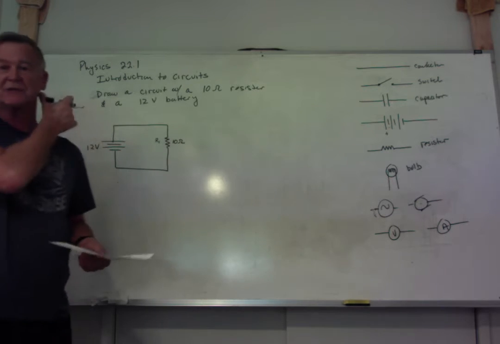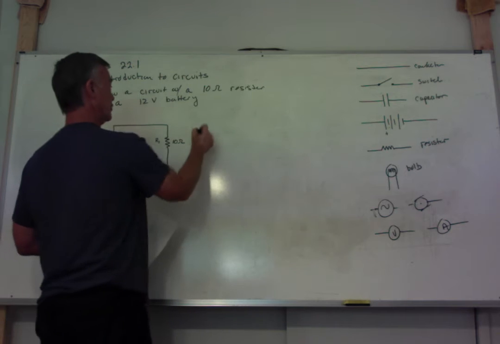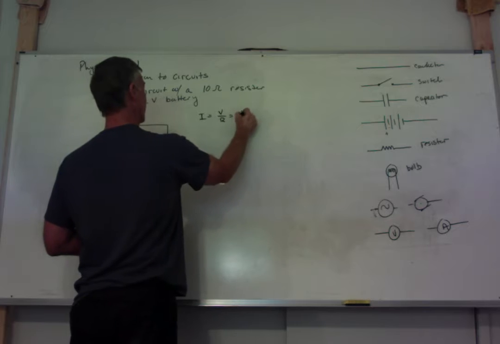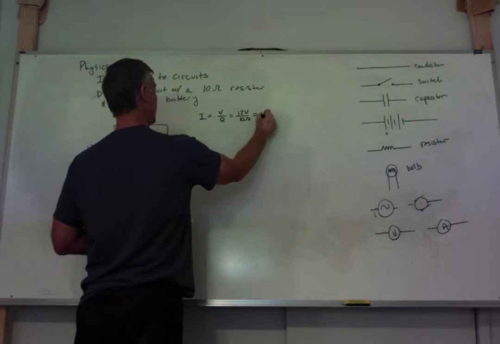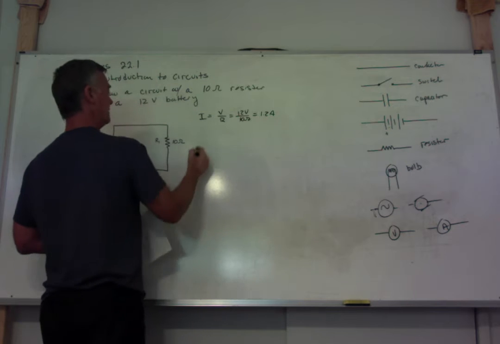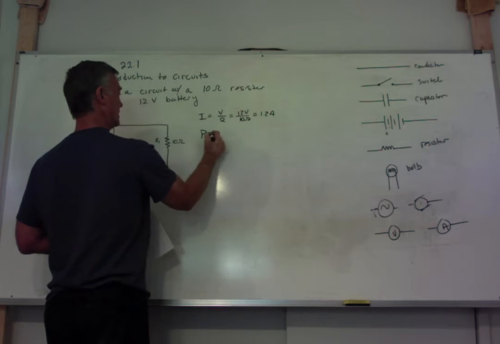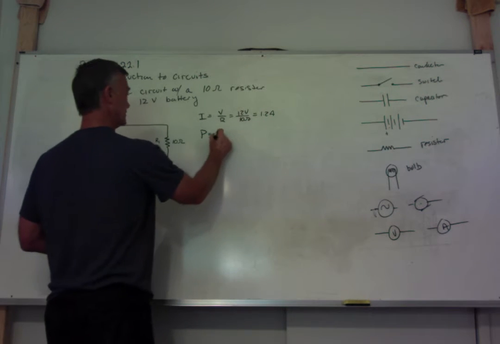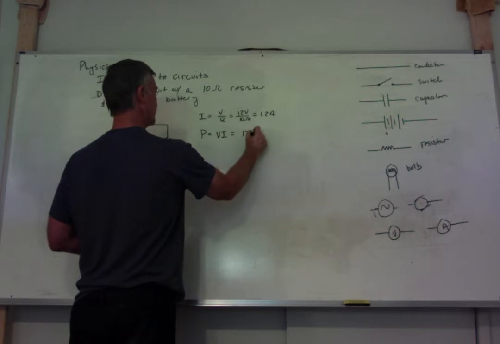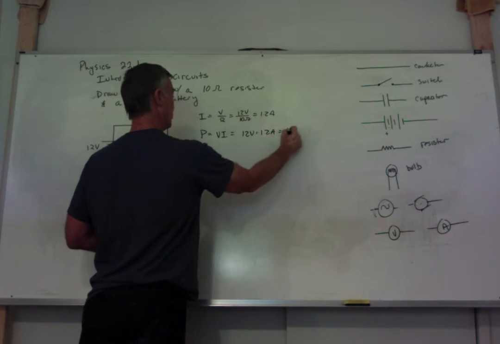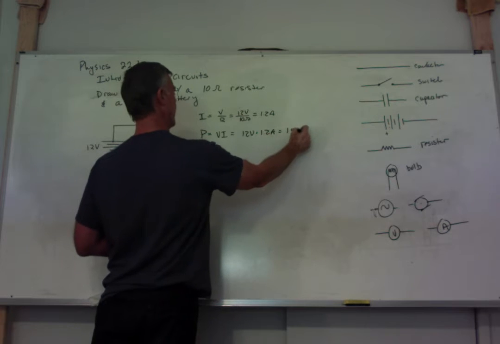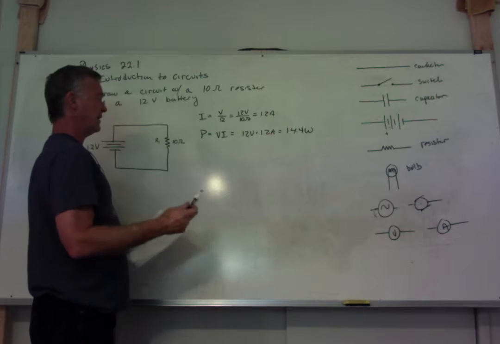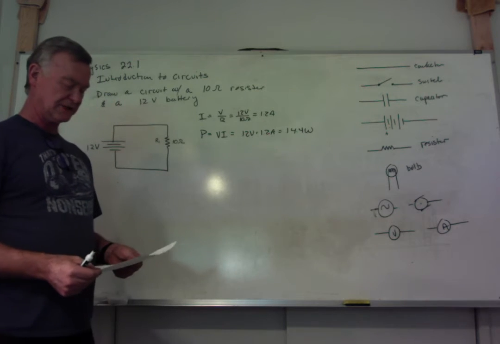And then what's interesting is once you have that, they can start asking you questions. What's the current through this resistor? Well, current is V over R. So it's 12 volts divided by 10 ohms. It would be 1.2 amps. What is the power output of this circuit? Power is voltage times current. So it would be 12 volts times 1.2 amps, or 114.4 watts.